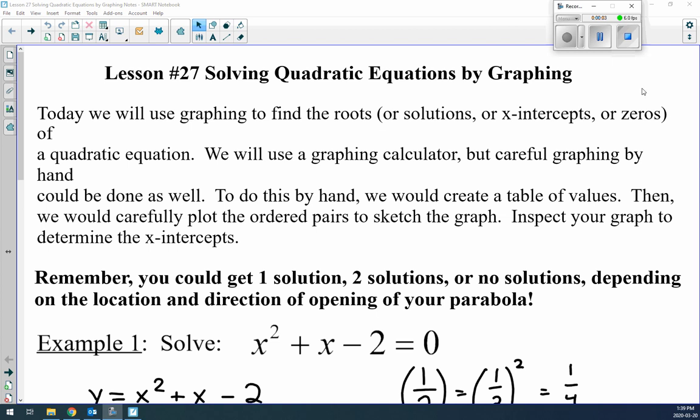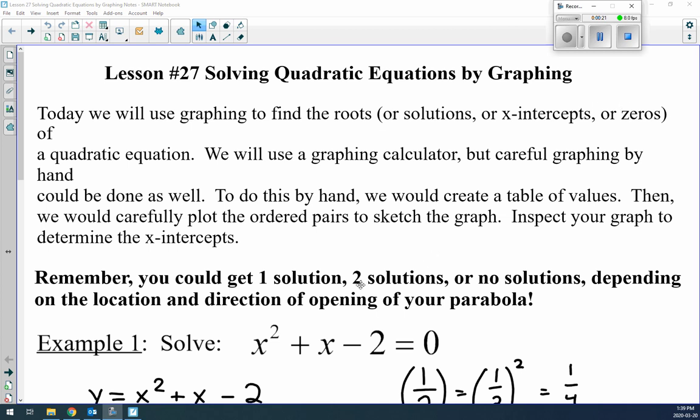Okay, so this is lesson 27, solving quadratic equations by graphing. So we're going to do 3 examples here, and you'll see right away there's 3 very distinct examples. One is going to have 2 solutions, one is going to have 1, and one is going to have no solutions. And we already talked about this with the discriminant when we were talking about the quadratic equation.